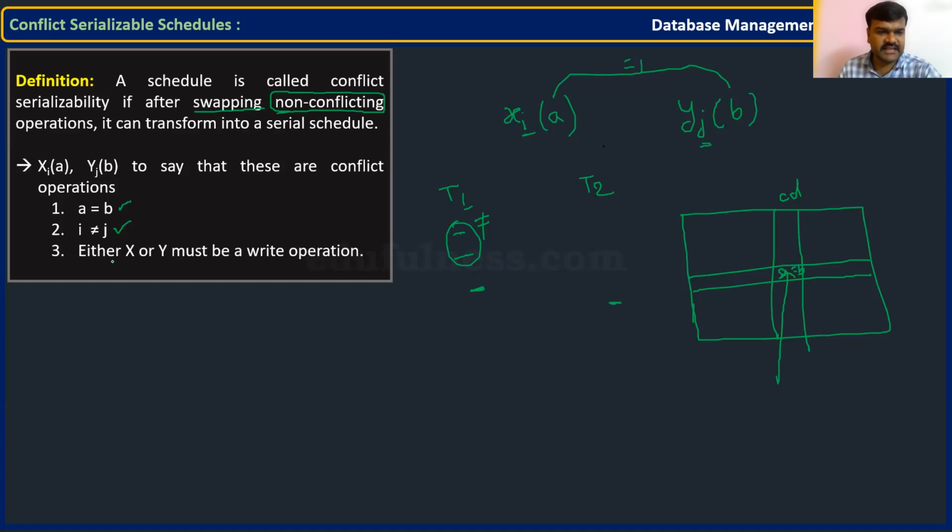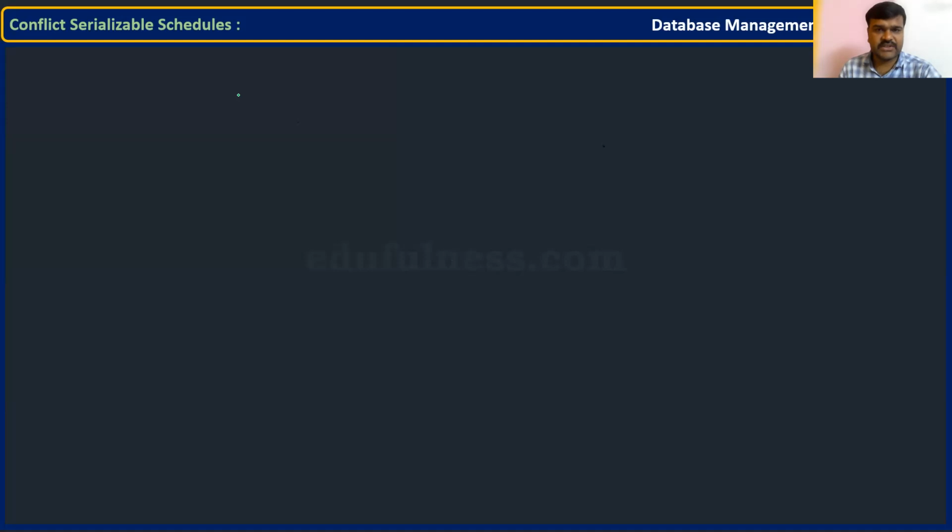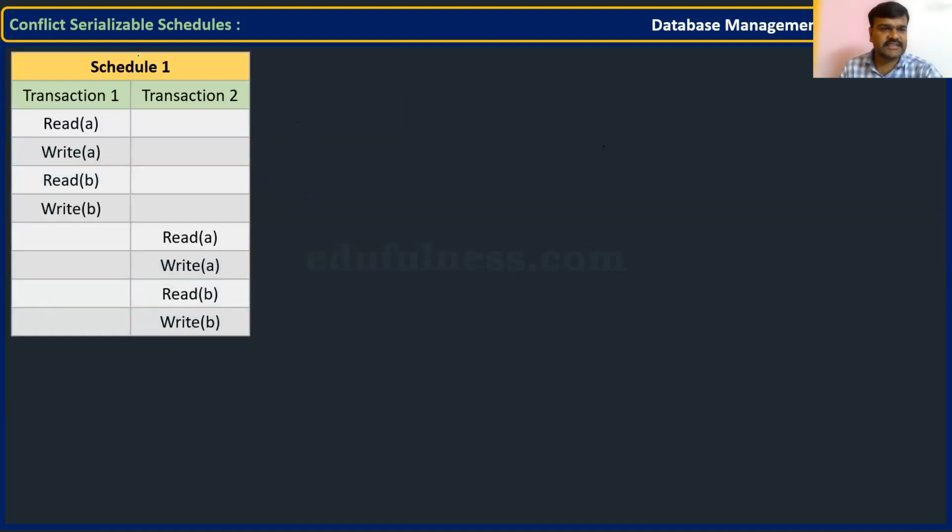Then the next one is that either x or y must be a write operation. At least one of x and y must be a write operation. Then we can say these two are going to conflict with each other. Non-conflicting operations you can swap. Let us try to understand all this with a simple example.